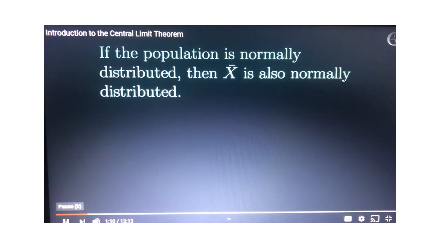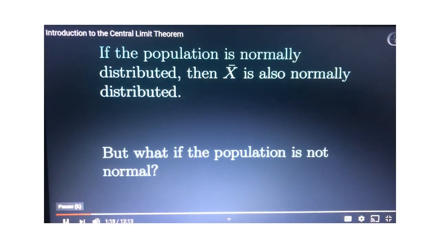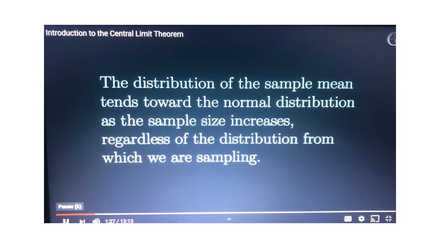As previously discussed, if the population is normally distributed, then the sample mean x bar is also normally distributed. But what if the population is not normal? Well, the Central Limit Theorem addresses this question. The distribution of the sample mean tends toward the normal distribution as the sample size increases, regardless of the distribution from which we are sampling. Let's illustrate this through simulation.